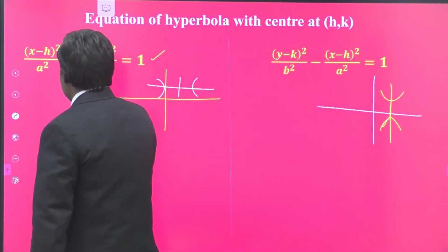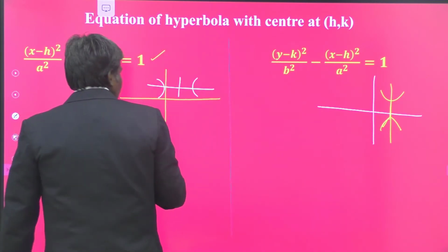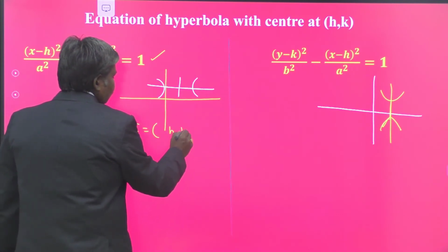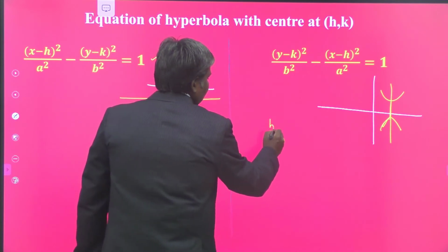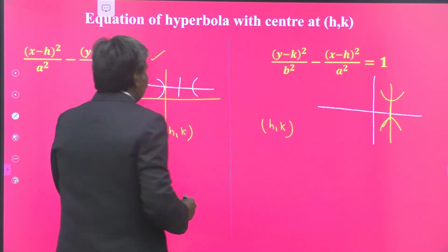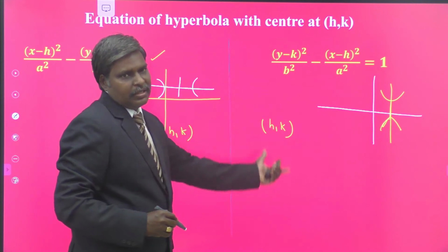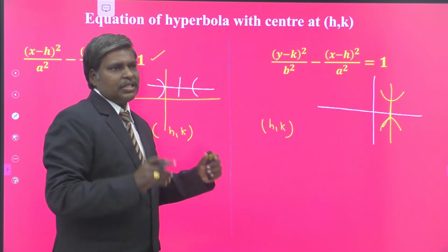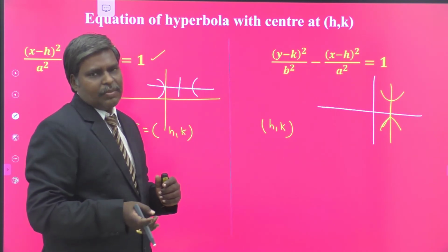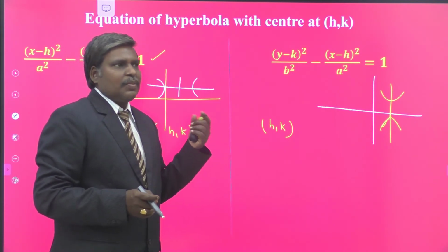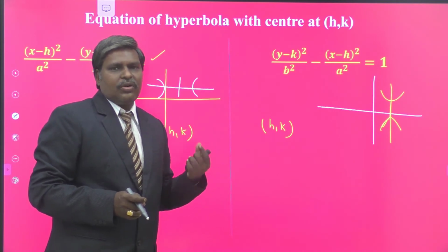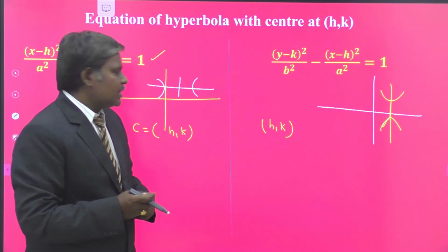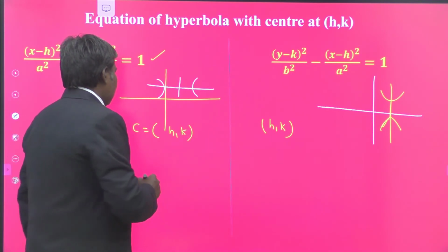So we can easily write the formulas related to this. Here also center C is equal to h comma k. Here also h comma k. We have two formulas in the standard form. Instead of 0, 0, you have h comma k. That means for the previous formula, you have to add h comma k. Suppose the equation is there, instead of x you have to write x minus h, and instead of y you have to write y minus k. This is the center h comma k.